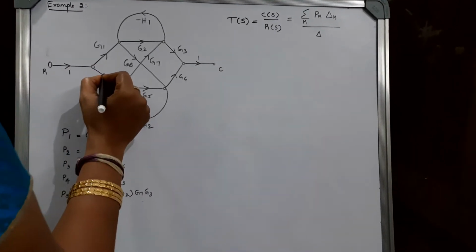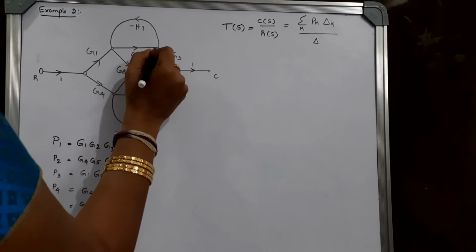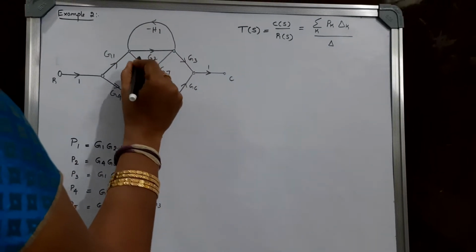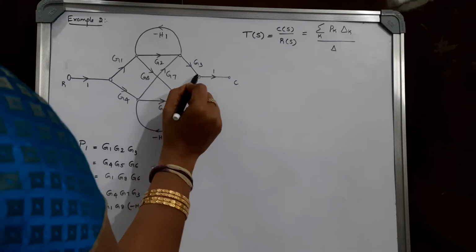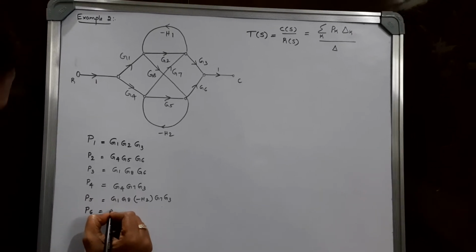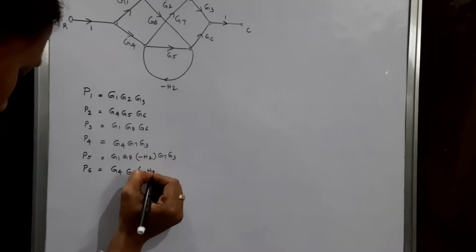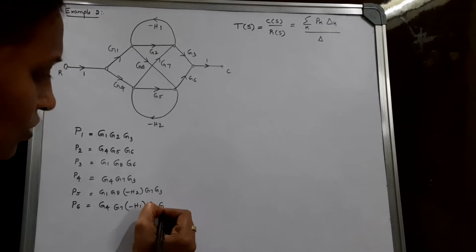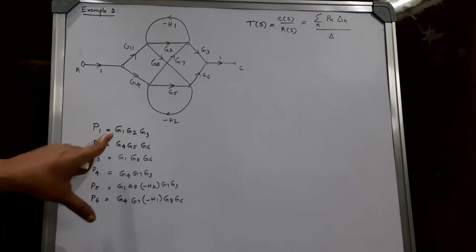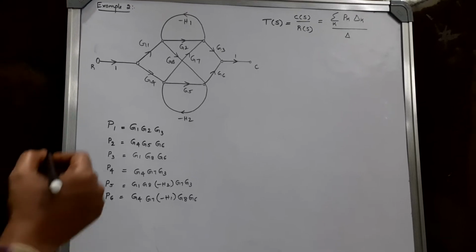Then on the same lines, G4, G7 minus H1, G8, G6, and then the output node. So I have one more forward path which has the gain of G4, G7 minus H1, G8, G6. So totally in this particular problem we have 6 forward paths, and the respective forward paths are indicated as shown here. Now the forward paths are over.